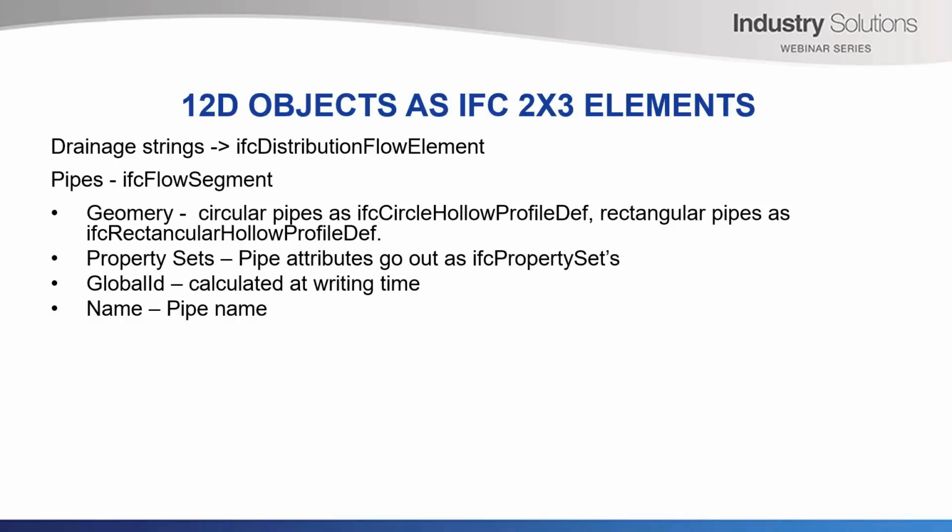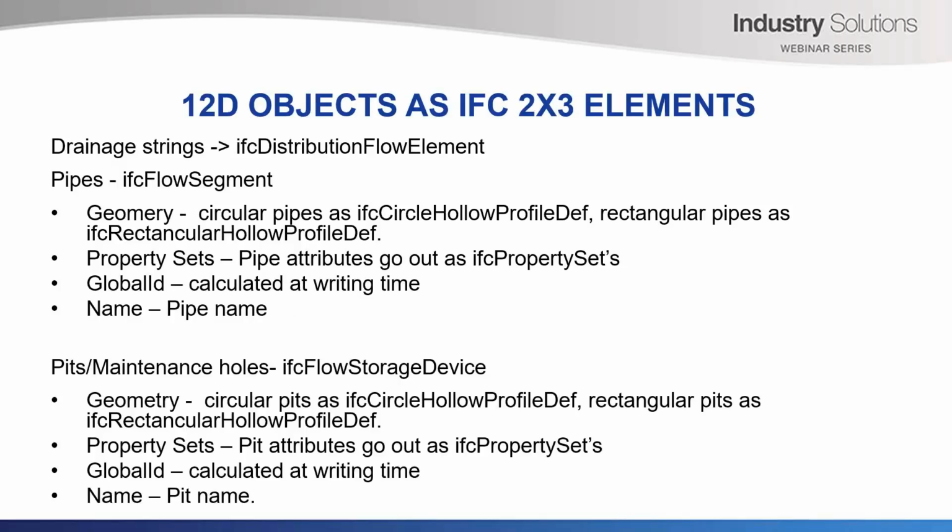So for a pipe, again, for the geometry, we can have circular pipes as IFC circle hollow profile definition. The reason it's an IFC circle hollow profile definition is that then we can have a wall thickness, as opposed to the other one for the superstring. Or it could have a rectangular hollow profile definition. So we can put the geometry out for a pipe. The pipe attributes go out as IFC property sets, and the pipe name goes out to the name.